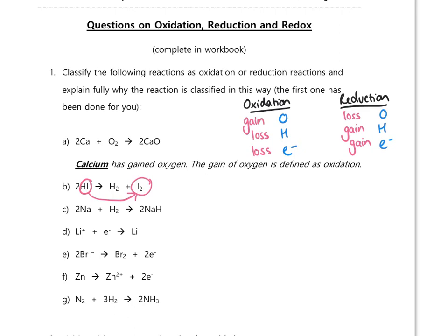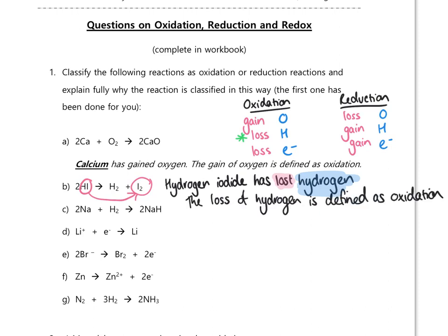So hydrogen iodide has lost hydrogen. That's going to be your first sentence. So hydrogen iodide has lost hydrogen. What is the loss of hydrogen defined as? So we need to find it in our list essentially. Here we have it. The loss of hydrogen is defined as oxidation. So B is also oxidation. So that would be your second sentence. The loss of hydrogen is defined as oxidation. So that's the format of the explanations that you need for each question.